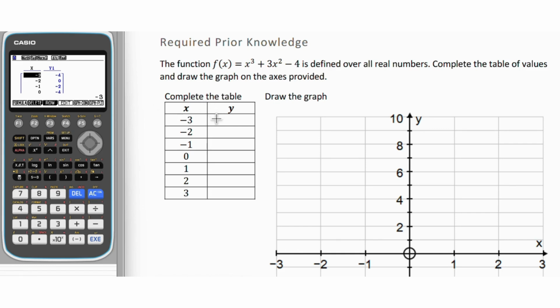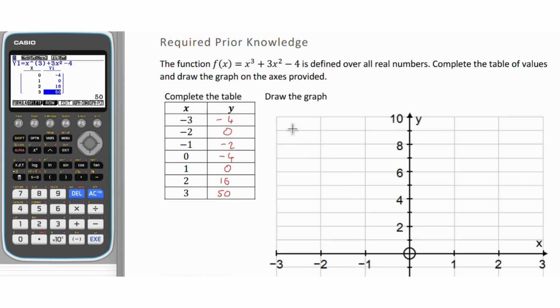And I get the values minus 4, 0, minus 2, minus 4, 0, 16, and 50.